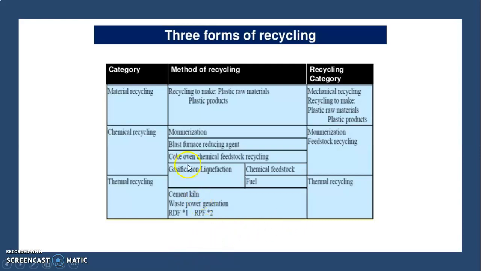Okay, if you choose the assignment using a recycling method, you need to clarify which category your technique falls under. Okay, I will give the assignment letter. So the thermal recycling method of recycling is by using waste power generation, and the recycling category is thermal recycling.